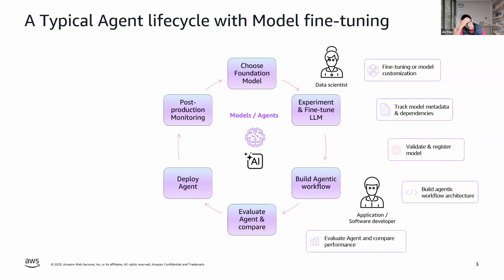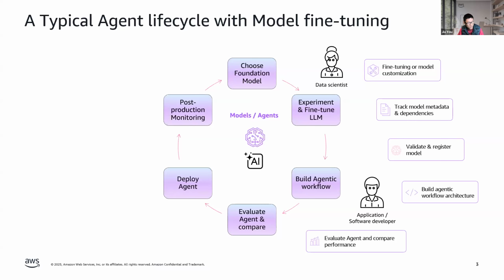And from that point on, an application or a software developer is going to continue by building an agentic workflow architecture using the model that has been fine-tuned by the data scientist. As part of that process, one important step is to continuously evaluate the agent, trace the agent, and compare different versions of that agent to make sure that it's performing as expected across quality, latency, cost, etc.